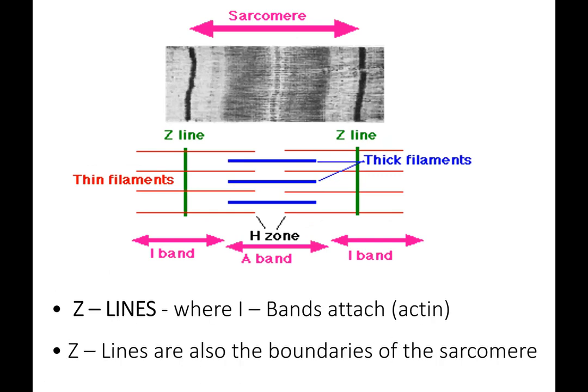The Z lines are where the I band attaches to the actin, and the Z lines are also the boundaries of the sarcomere. So when we look at the Z lines, the sarcomere goes between the two Z lines. On the other side of this Z line would be a whole other sarcomere. So one sarcomere on one side, one sarcomere on the other. Those are like little dividers between sarcomeres.